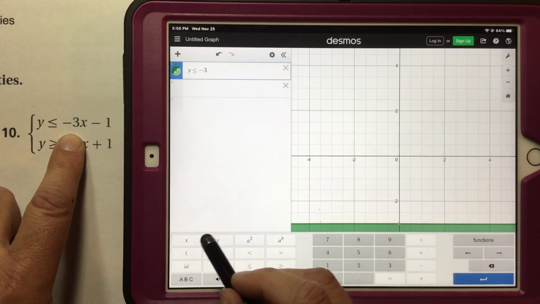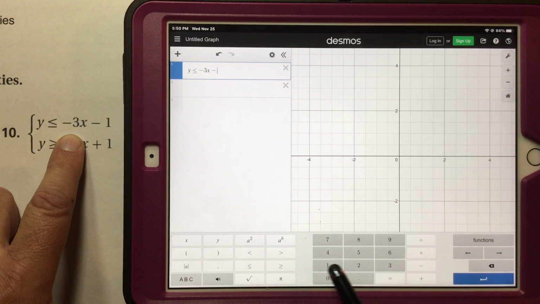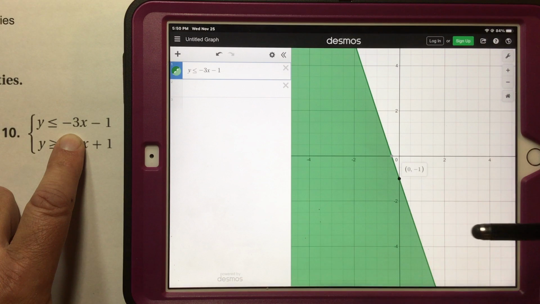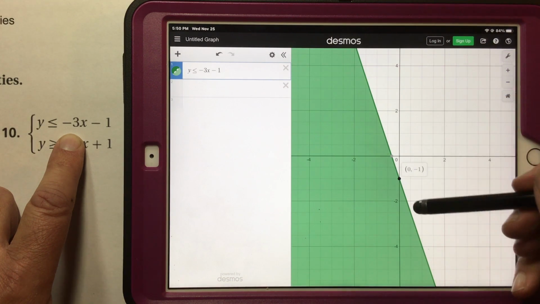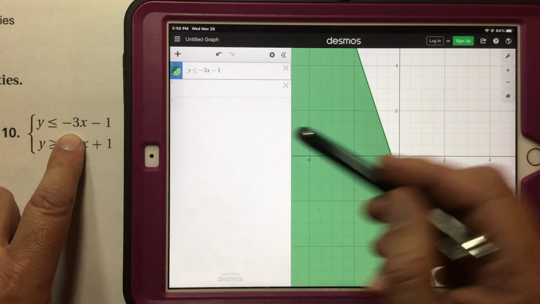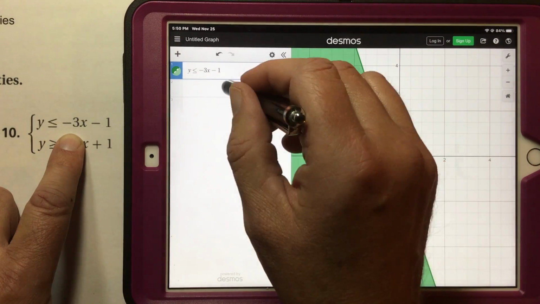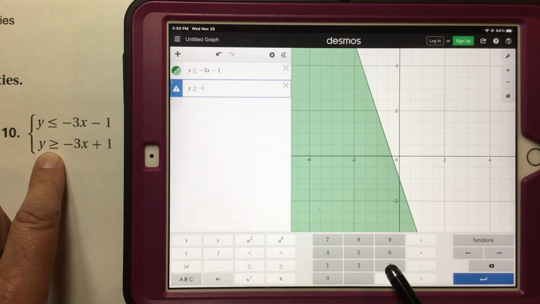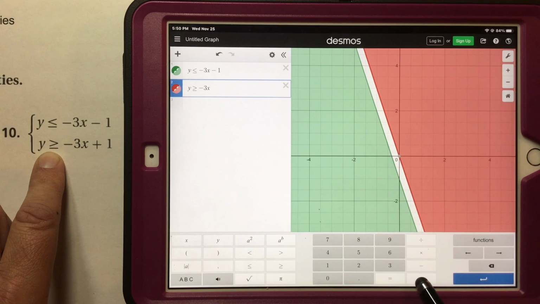Negative 3x subtract 1. So the y-intercept is negative 1. The slope is negative 3, so it's going this way, and it is a solid line. Let's try the other one. Y is greater than or equal to negative 3x plus 1.